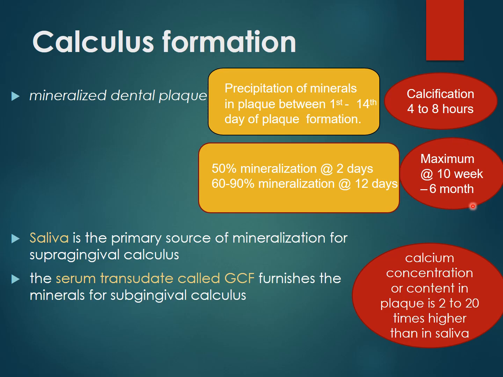It doesn't mean that all plaque necessarily undergoes calcification. The main sources of calcification are saliva and GCF. Saliva is a primary source of mineralization for supragingival calculus, and serum transudate called GCF furnishes the minerals for subgingival calculus. The calcium content in plaque is 2 to 20 times higher than in saliva. Also, microorganisms are not always essential in calculus formation.